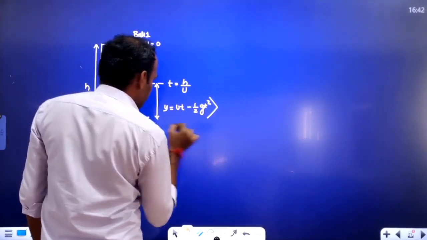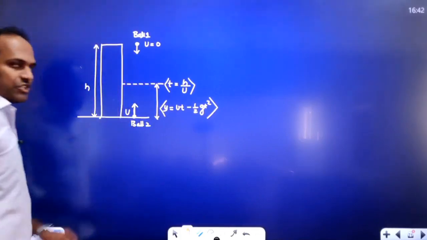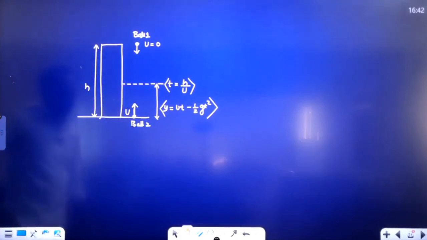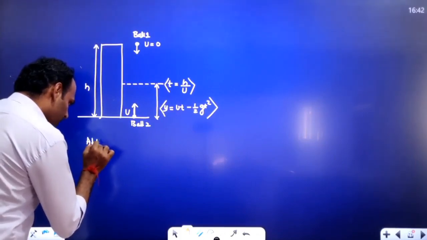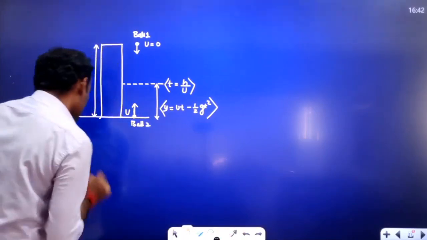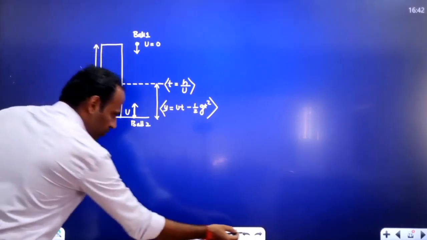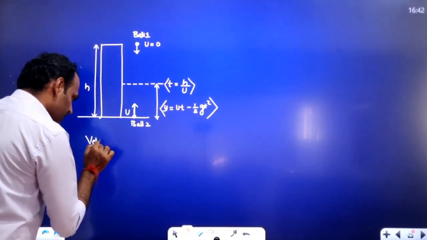So this much will be the height from the surface of earth where both the balls will reach. One more point you have to remember: at what time will the velocity of both the balls be the same?